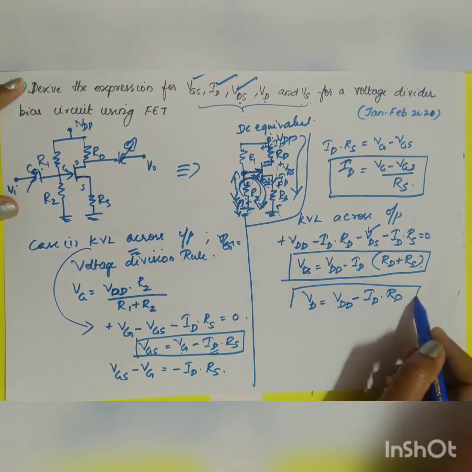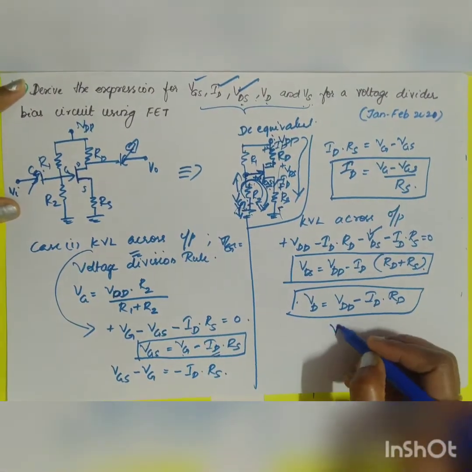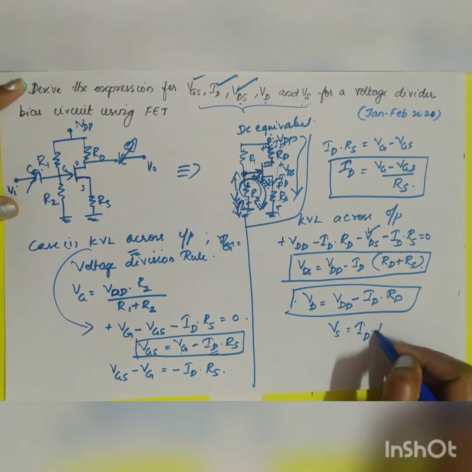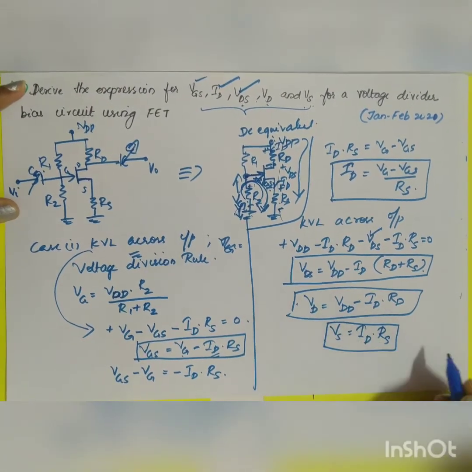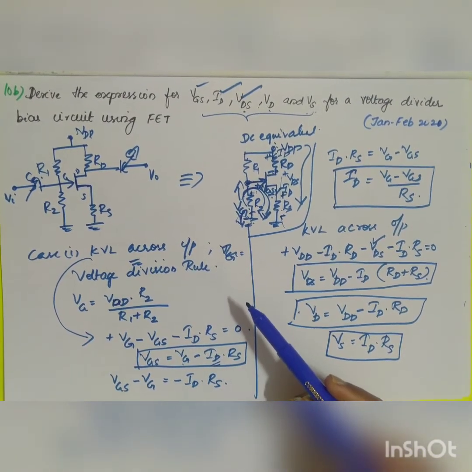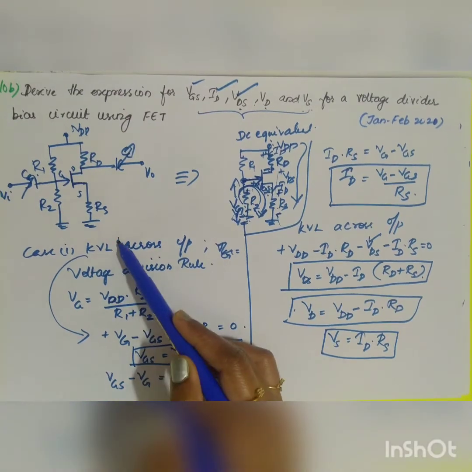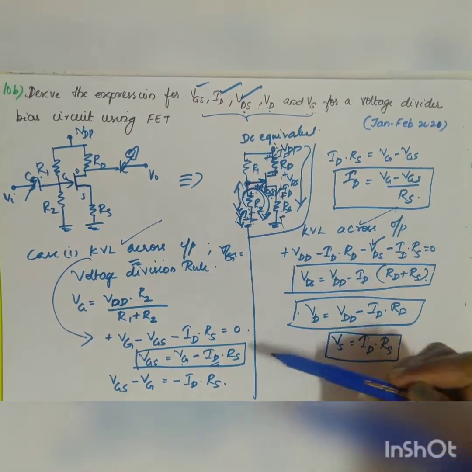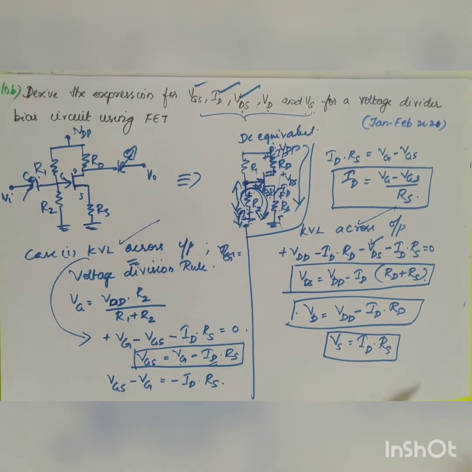And what is your VS? VS will be equal to current into your resistor, the same current ID into RS. So these are the different values. There are only two cases: apply KVL across the input loop and apply KVL across the output loop. You are going to get the complete equations.